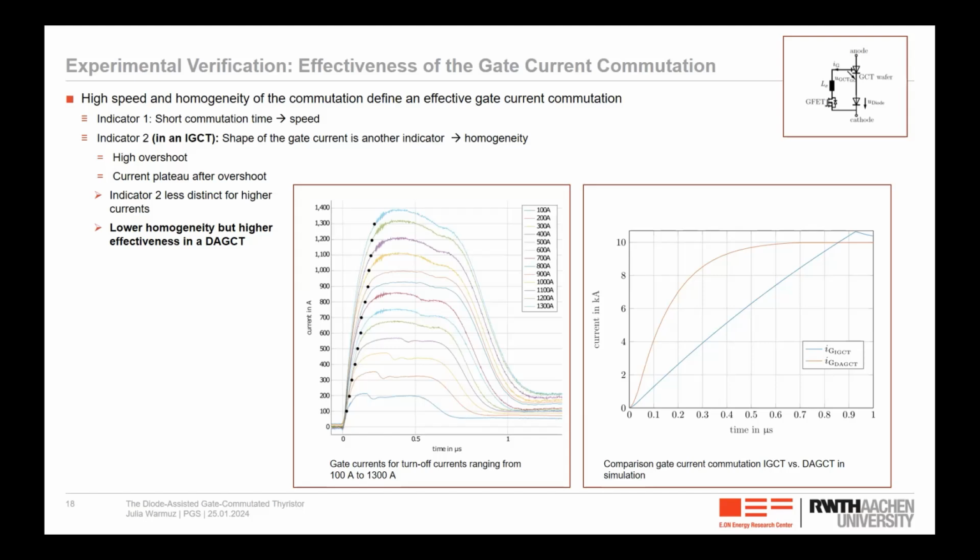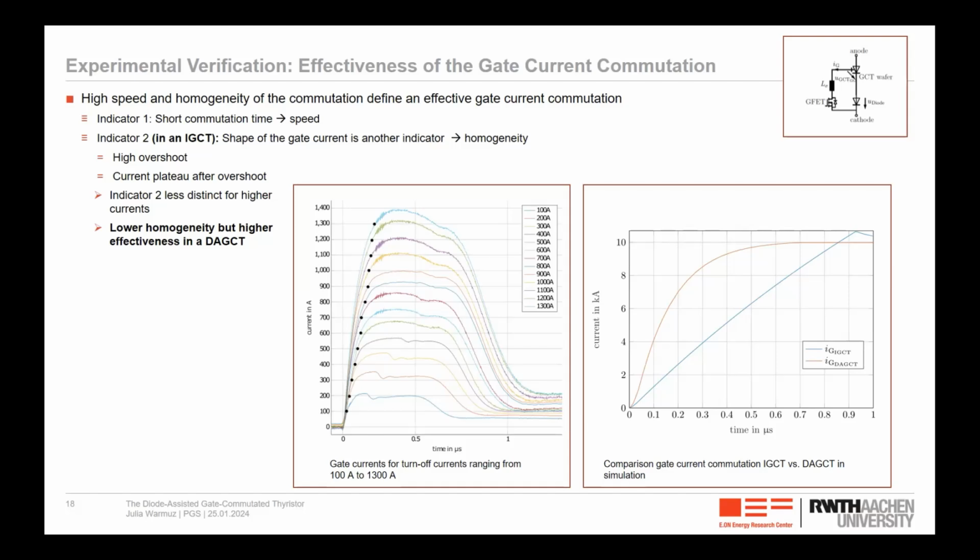And we have here the overshoot, because this overshoot is the reverse recovery of the gate-cathode junction. So the higher the slope, of course, the higher the reverse recovery. And we can use this overshoot as an indicator for an effective gate current commutation.